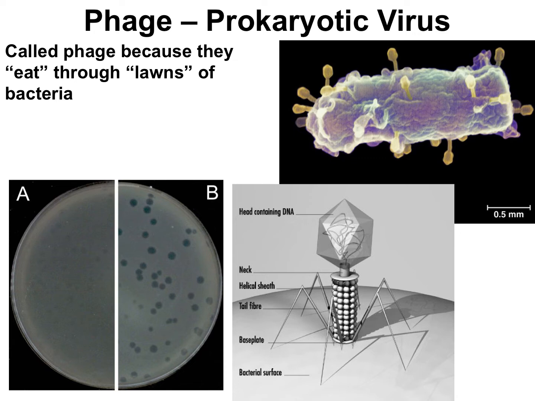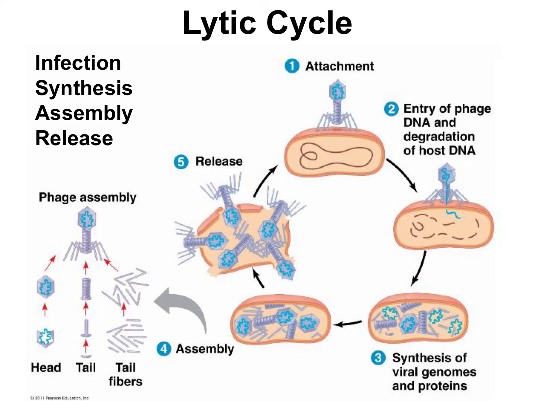Now, phage get their name because they eat through bacteria. The left side of this petri dish is completely covered by a cloudy lawn of bacteria. After infection with phage, the phage kills the bacteria and appears to just eat all of these holes through the bacteria on the plate. Now, phage have 2 different strategies when it comes to infecting bacteria.